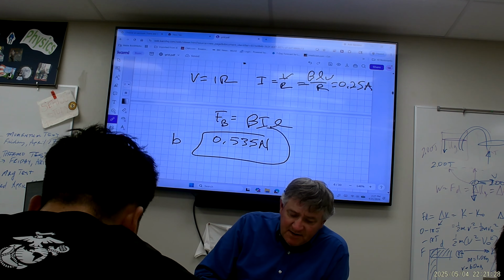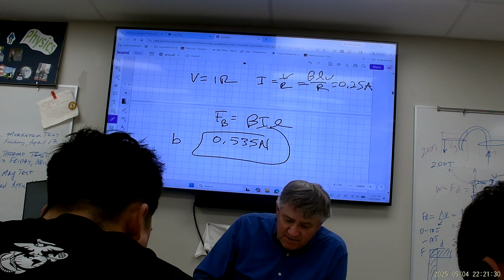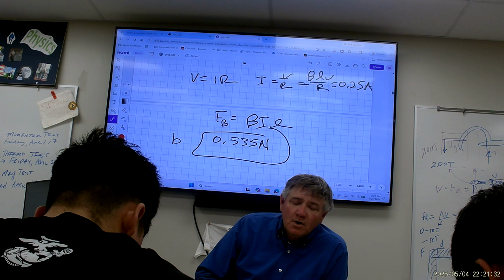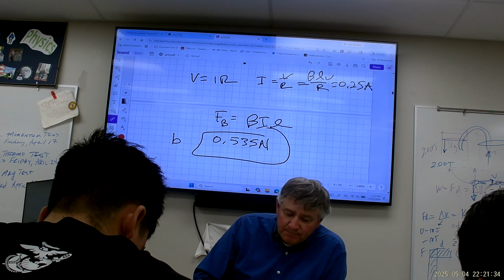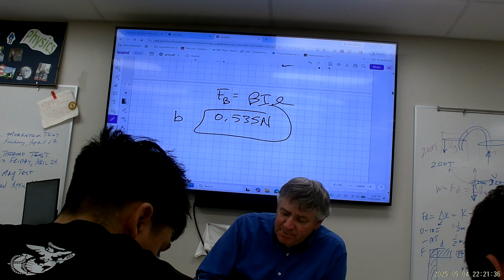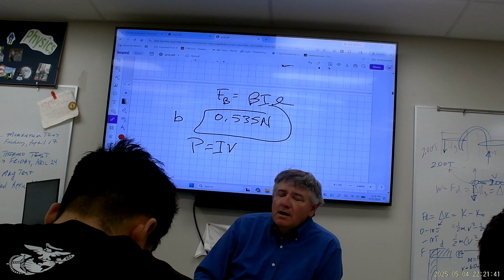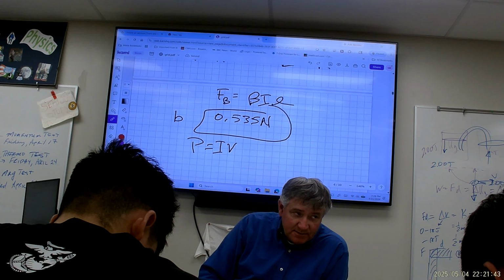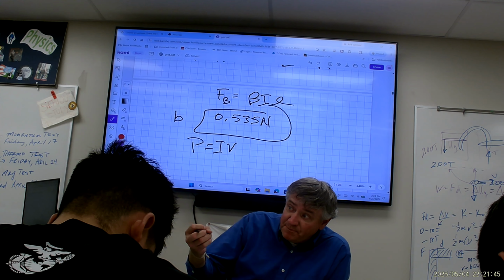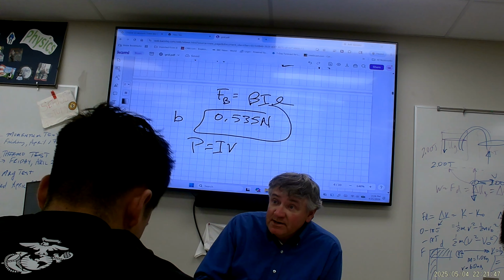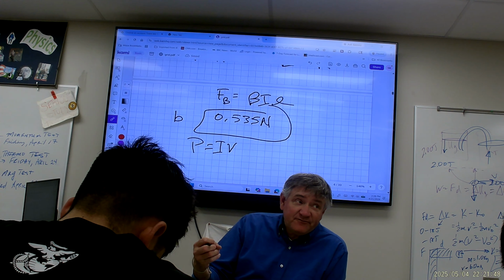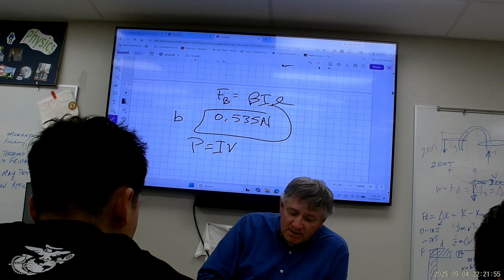Part C: you want to calculate the energy dissipated by the resistor in 2 seconds. What do you need to do? Power. P equals B squared L squared v squared over R. Power is in what? Watts, which is joules per second. So if I can find my watts, which is joules per second, times seconds, I can find the energy.